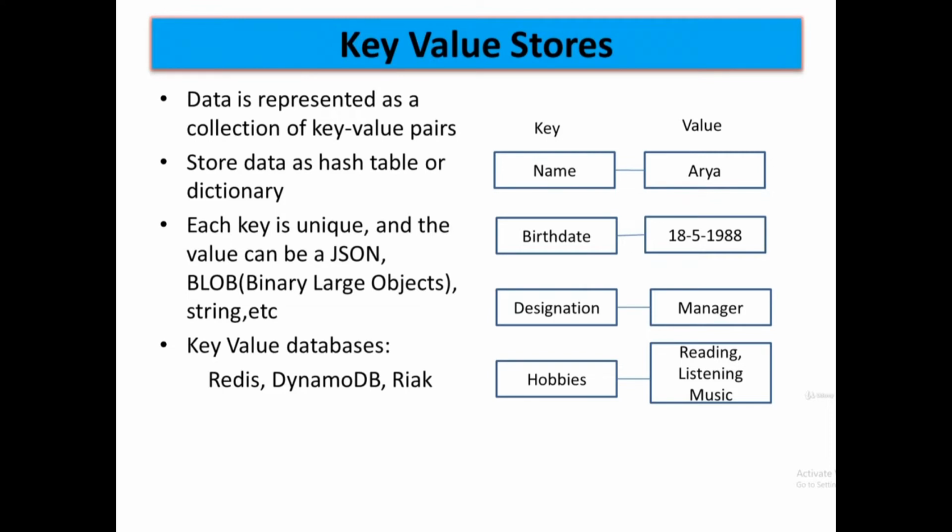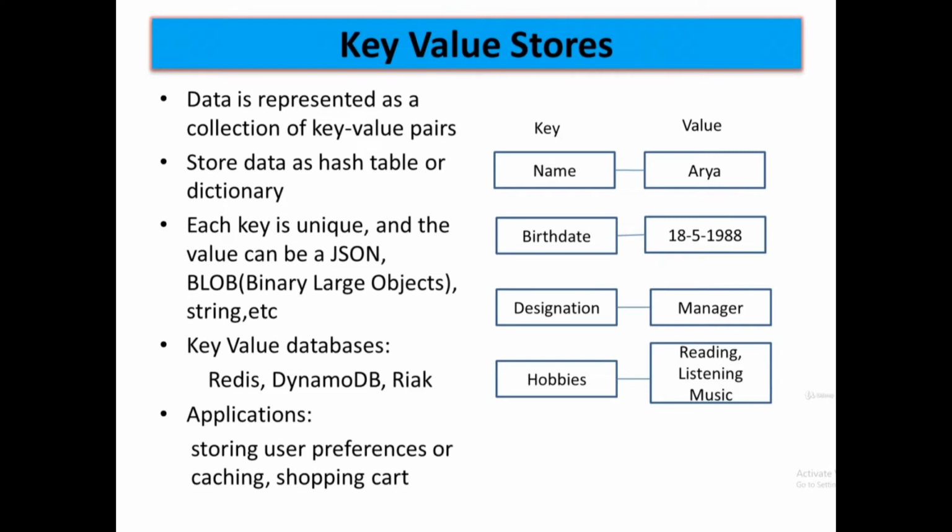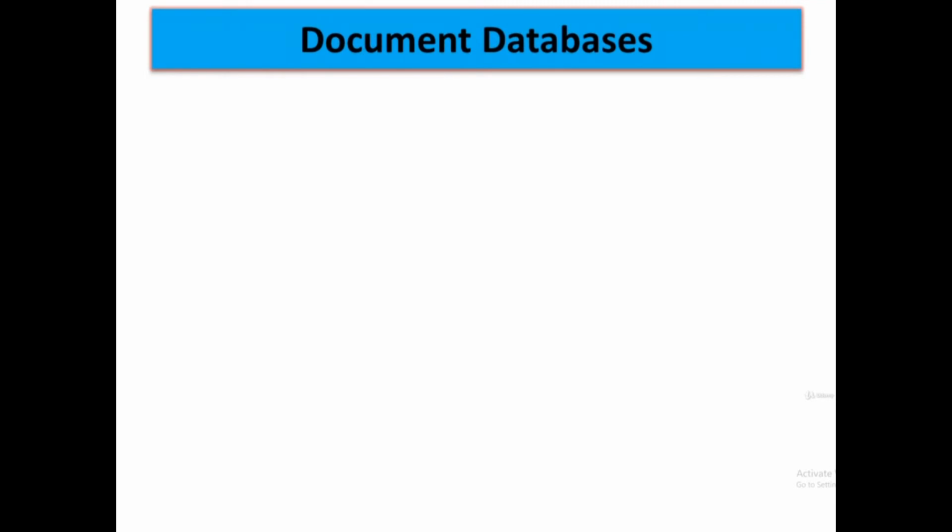Key value databases are great for use cases where you need to store large amounts of data but you don't need to perform complex queries to retrieve it. So common use cases include storing user preferences, caching, and shopping carts. For example, in a shopping mall, information regarding a particular product is stored on the basis of a particular key. So when the product is scanned by the machine, on the basis of a barcode, all the information for a particular product is accessed. So next type of database is document databases.